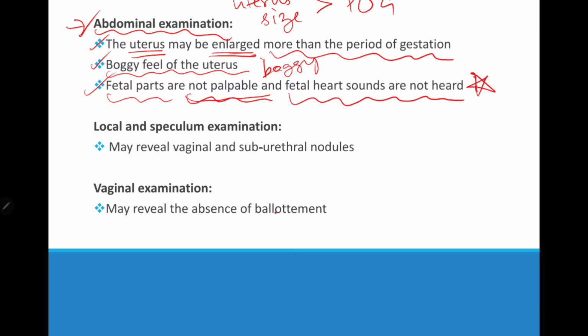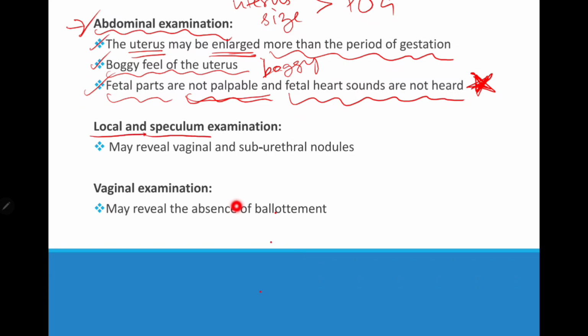Very important feature. In molar pregnancy, fetal parts are not palpable, and the fetal heart sounds are also not heard. So on abdominal examination, what will you see? The uterus is going to be enlarged, usually more than the period of gestation. Boggy feel of the uterus will be there. Fetal parts will not be palpable and fetal heart sounds are also not heard.